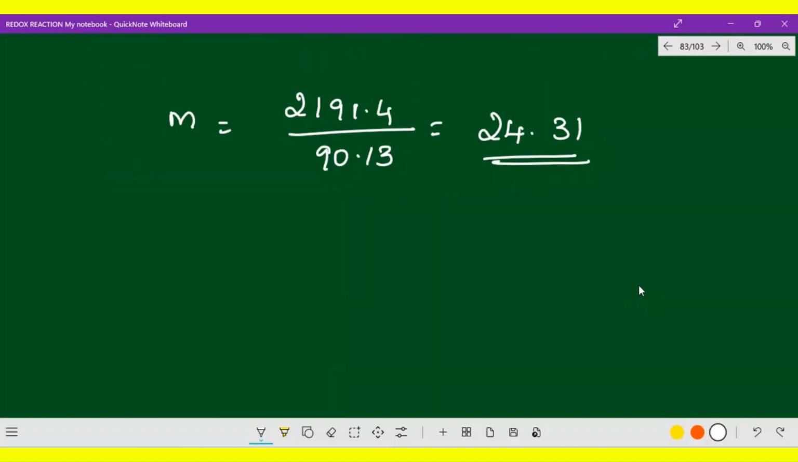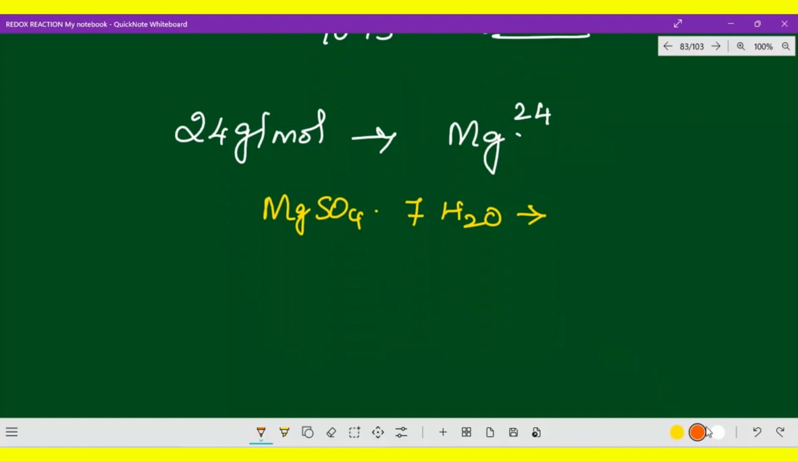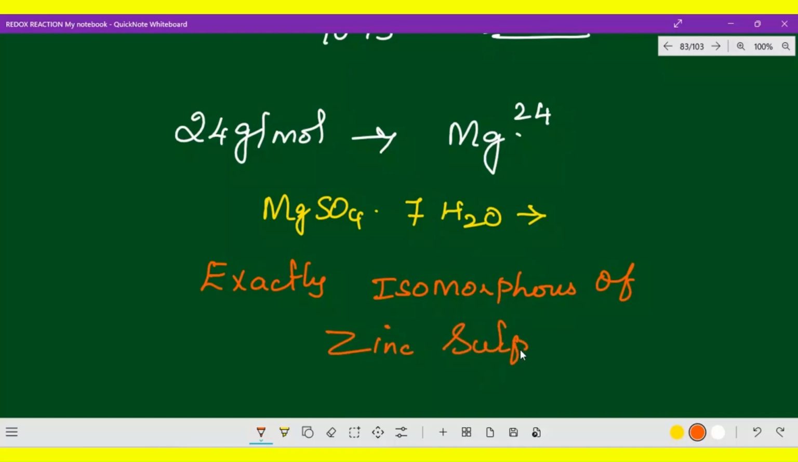So the metal mass is 24, 24 gram per mole. This is the metal only, no? It is exactly magnesium, atomic mass 24, right? Now, what is the isomorphous of that? So this is MgSO4, 7H2O. This is exactly isomorphous with zinc sulfate. See how nicely they are bringing the question. This ATE, ITE really varies that number.